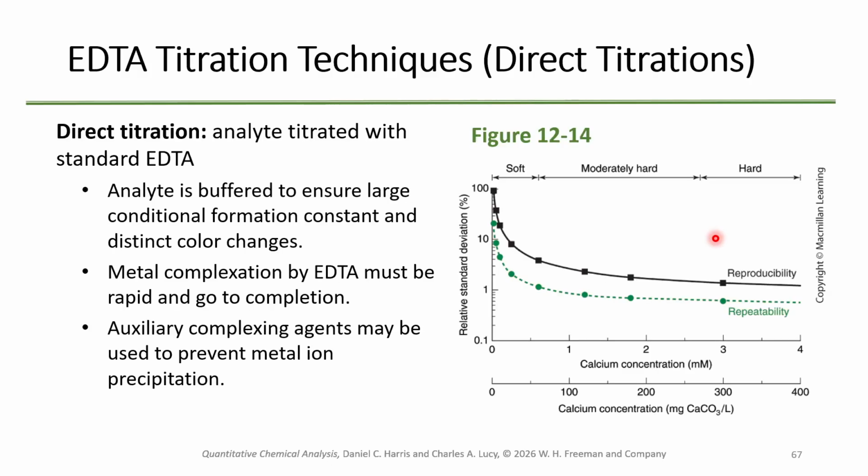Okay. So, direct titration. This is where the analyte is titrated with standard EDTA. The analyte has to be buffered to ensure a large conditional formation constant and distinct color changes. You do not want your pH to change because it'll change your indicator, but it'll also change the concentration of available EDTA, right? So you need to make sure you're always doing these in buffers, typically around pH 10. Though you can do it at pH 8 and such, you just have a lot less EDTA available.